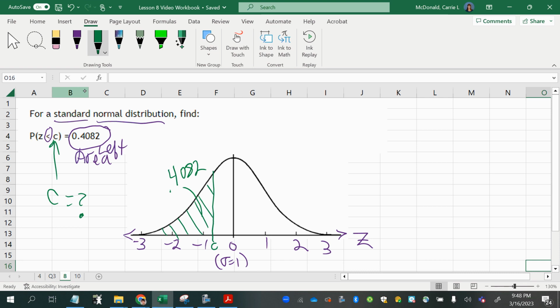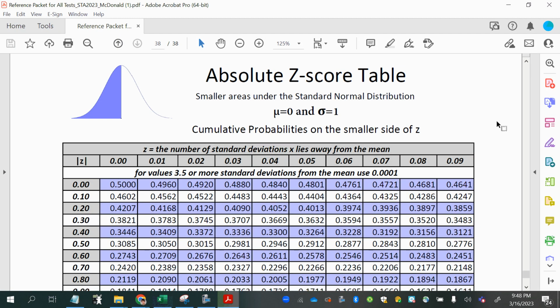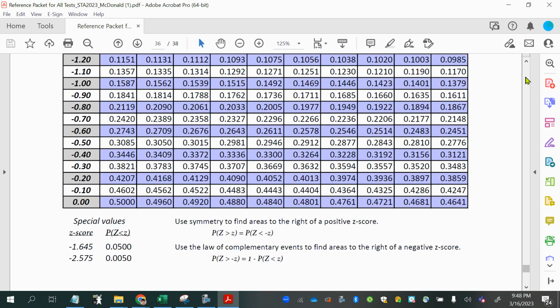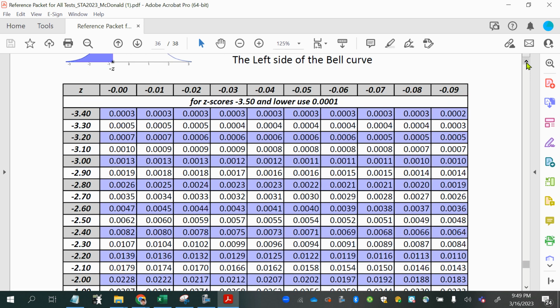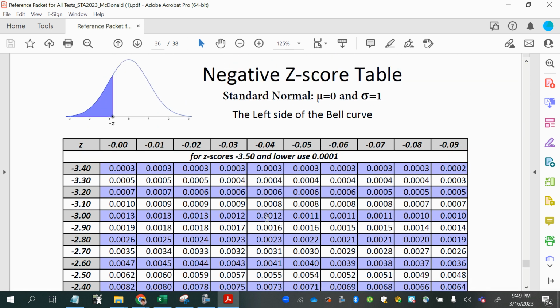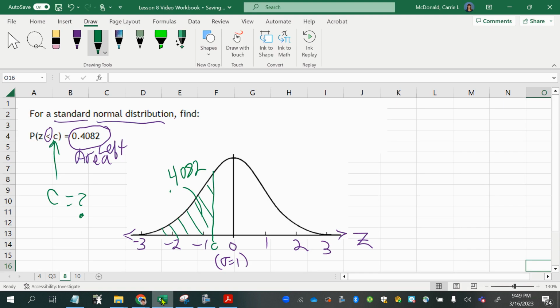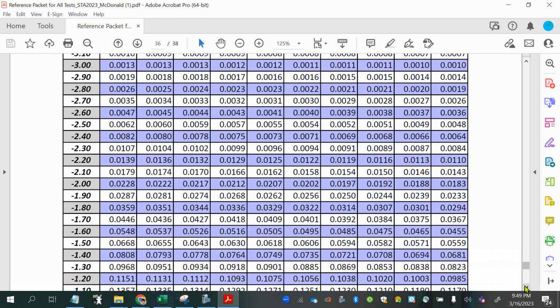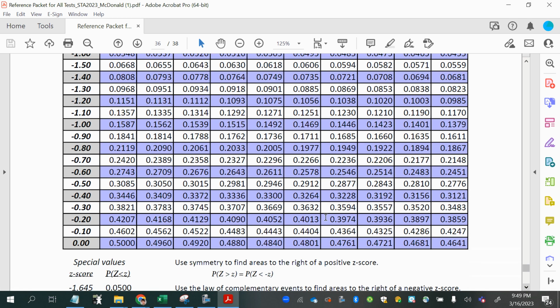So this means I can use my negative z-score table to look up this left area in the body of the table and work my way out to the z-score. So let's go find the negative z-score table. Now I'm going to search in the body of the table for this area of 0.4082. It looks like the closest is right here.